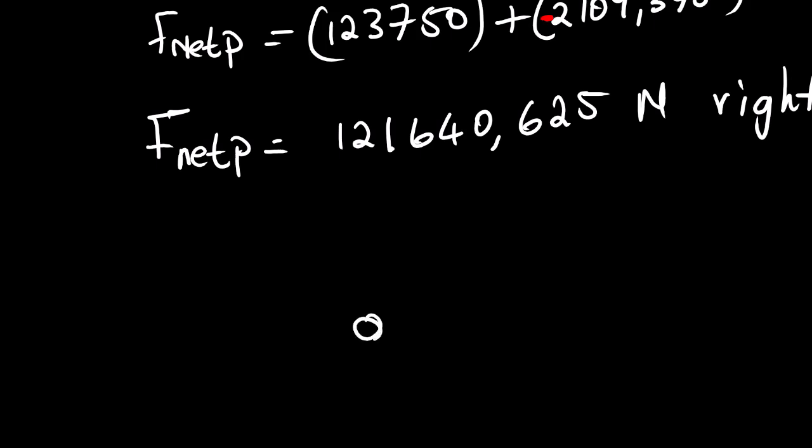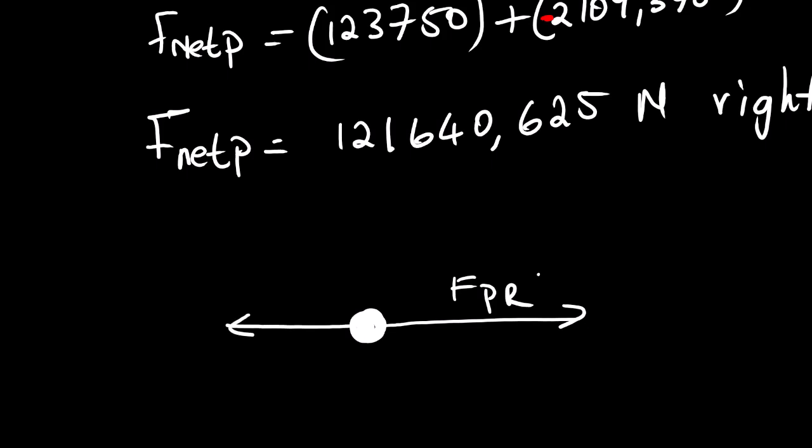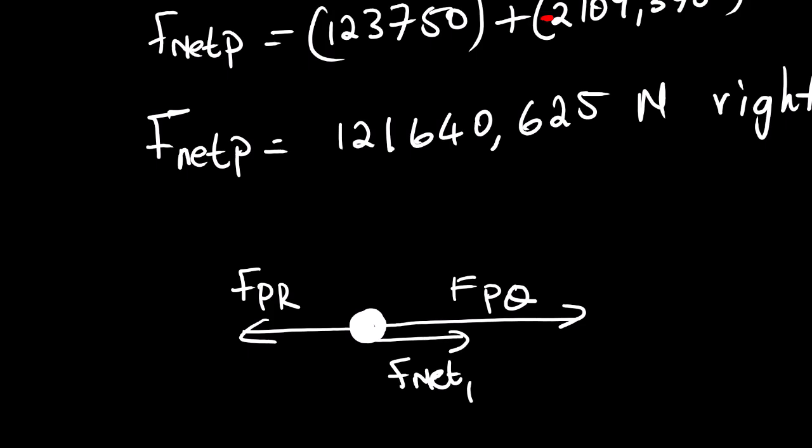Looking at the free body diagram, we are going to have P, and then FPQ, then FPR, and then the resultant, or the F net, will be in this direction.